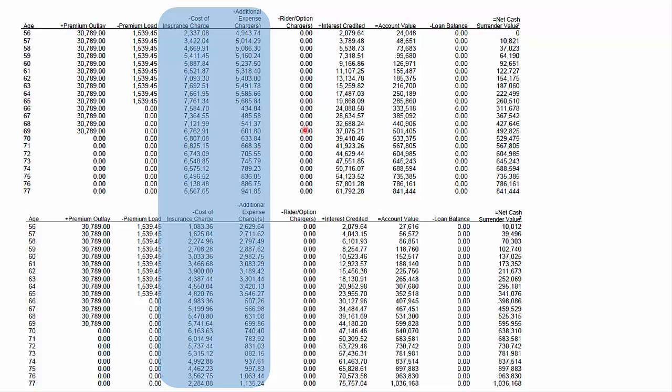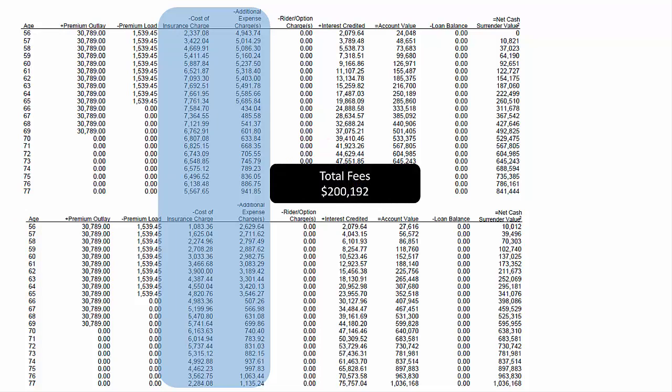So what I want to focus on is the total fees that we're paying on top versus the total fees that we're paying on bottom. On top, we've got total fees of $200,192. All I did was add up cost of insurance and additional expense. I did not include the premium load because the premium loads are the same in each instance, so that doesn't matter to us. $200,000 on top. On the bottom, I structured it differently. I made it as beneficial for the client as I possibly could. And it results in about $70,000 less in fees, $132,000 in fees versus $200,000 in fees.